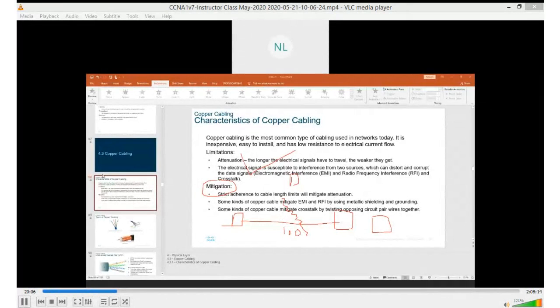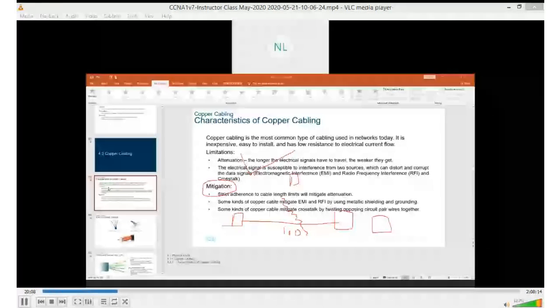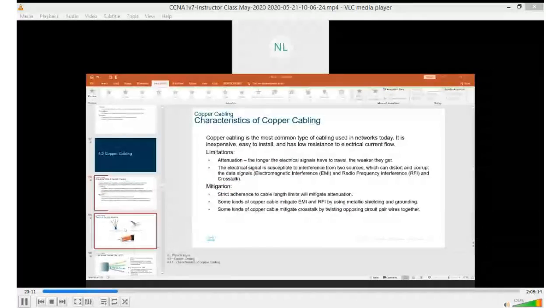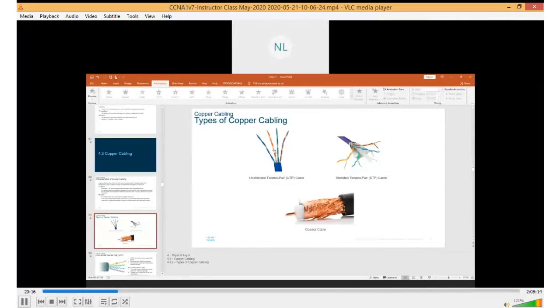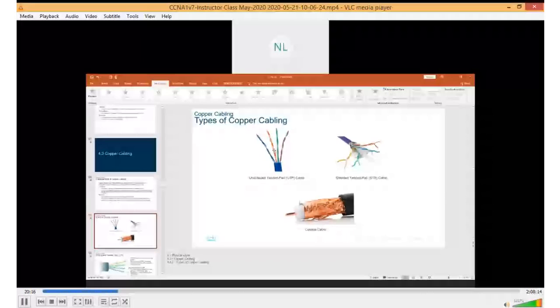Now, if you look here, still on the copper cable, this is how it looks. If you have seen this before, when you open most of the cables you connect in an organization, you see they are twisted against each other to protect against crosstalk. The copper cable is divided into three: we have unshielded twisted pair, we have shielded twisted pair, we have coaxial cable. Now, the most common is unshielded twisted pair.